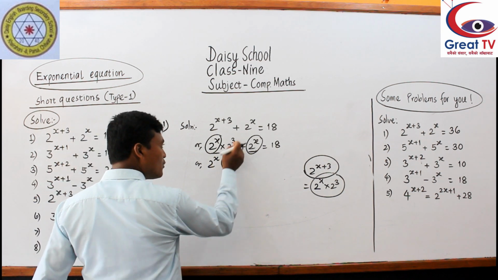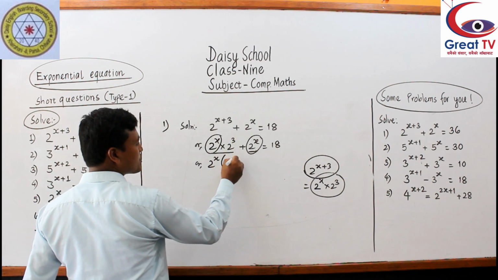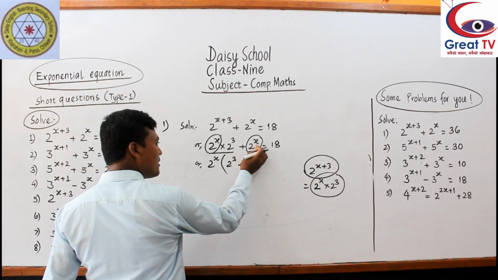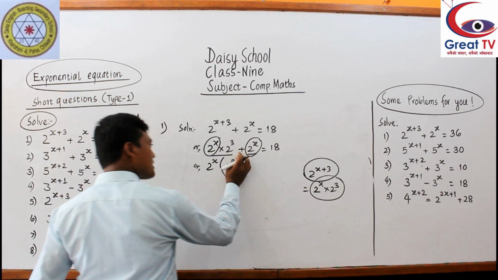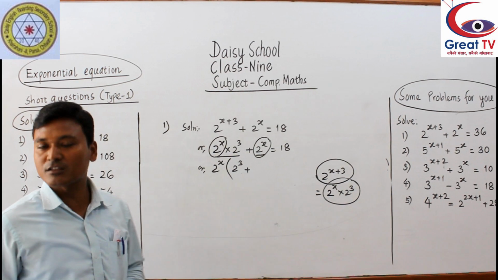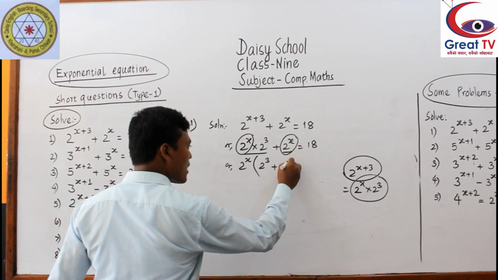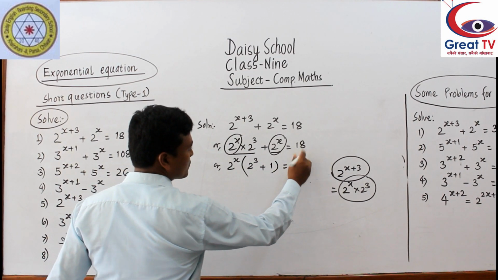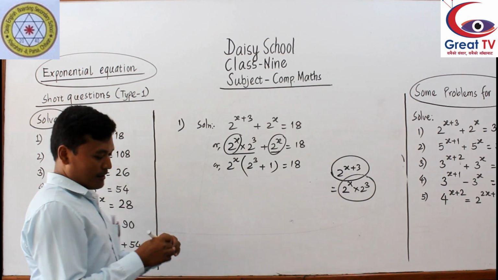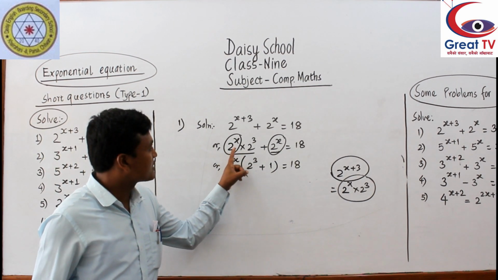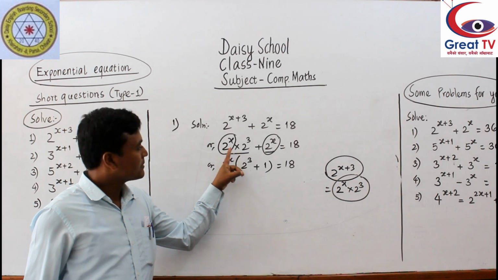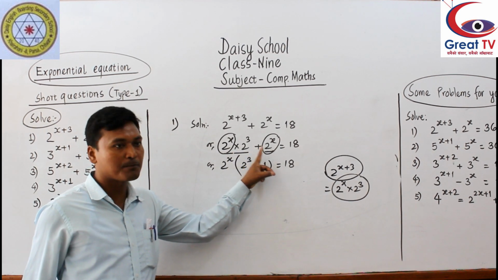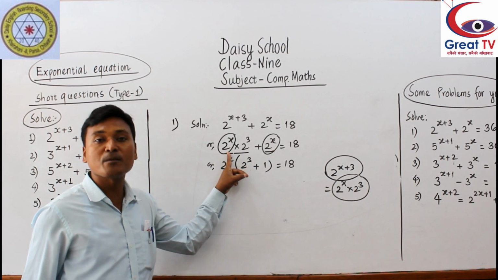Then before plus, we have this item remaining, that is 2 cube, plus 2 to the power x already taken common. After the plus sign, nothing is remaining, so we always write 1, equals to, and copy the right side. Then one more time, my dear students, after this step, check before plus and after plus. We have one common factor, that is 2 to the power x.